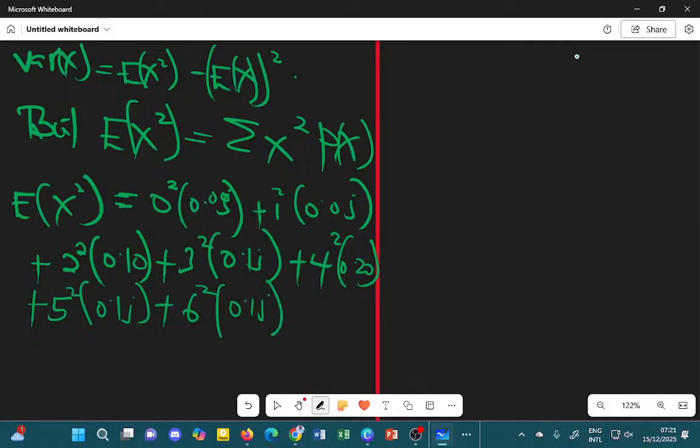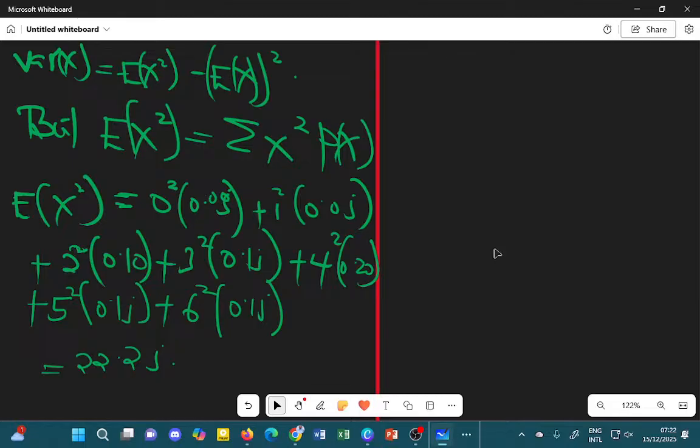Now, if you do this, then you should get... just a minute, messed something up. This is 2 squared. So the whole of that, if you work it out, should give you 22.25. So here you should get 22.25.